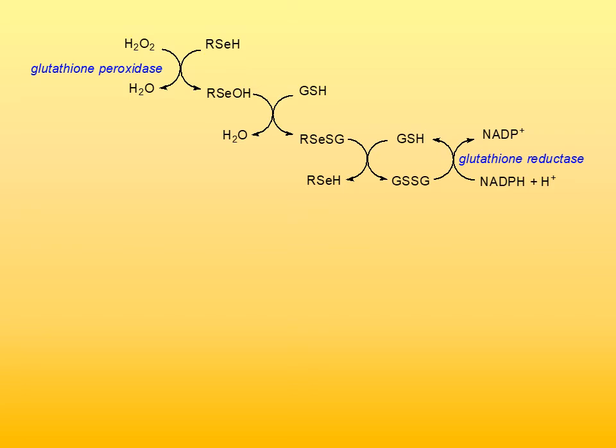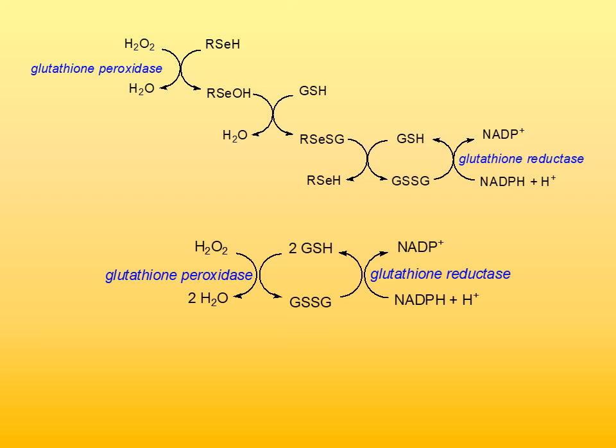A second glutathione molecule reduces the glutathione selenocysteine intermediate back to selenol and releases oxidized glutathione that has a disulfide bond as a byproduct. Upon reaction, the enzyme has to be regenerated, and one of the enzymes that catalyzes its reduction back to glutathione is glutathione reductase.